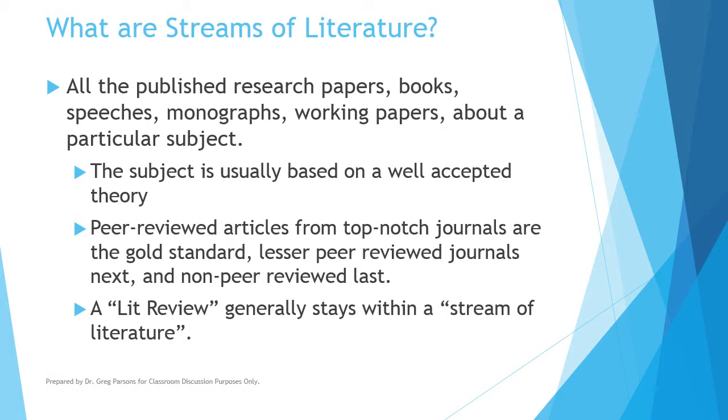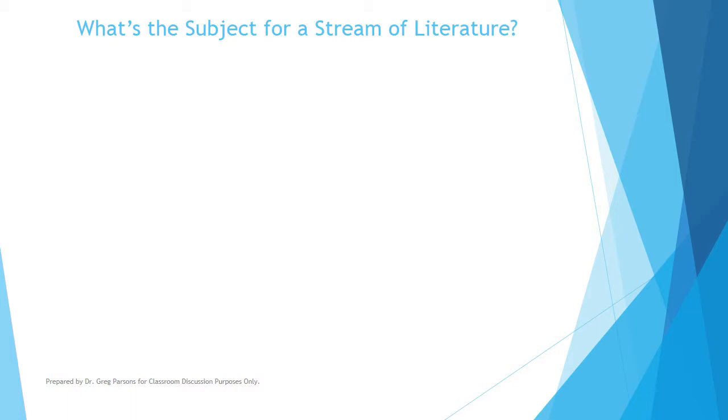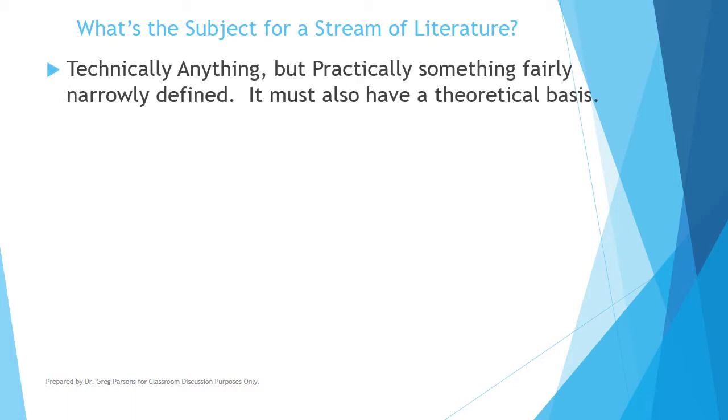Okay. When you're writing a dissertation, one of the chapters is called the Lit Review, the literature review, and the idea is when you're writing a literature review, you tend to stay within a particular stream of literature. So what could the subject be? Well, technically it could be anything.